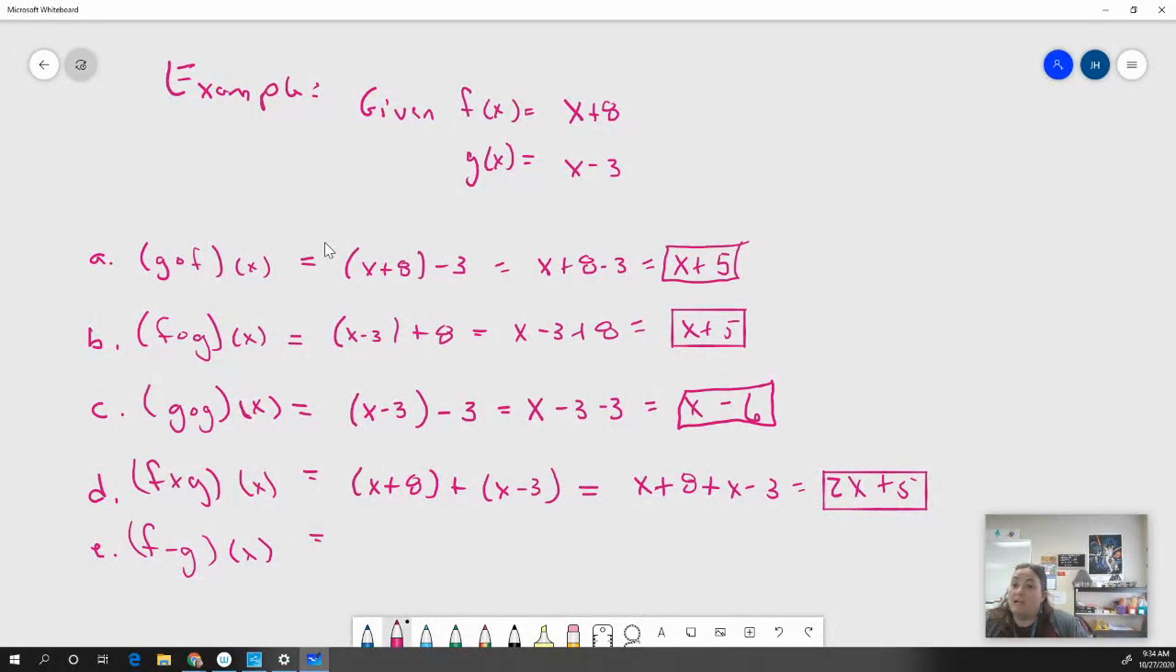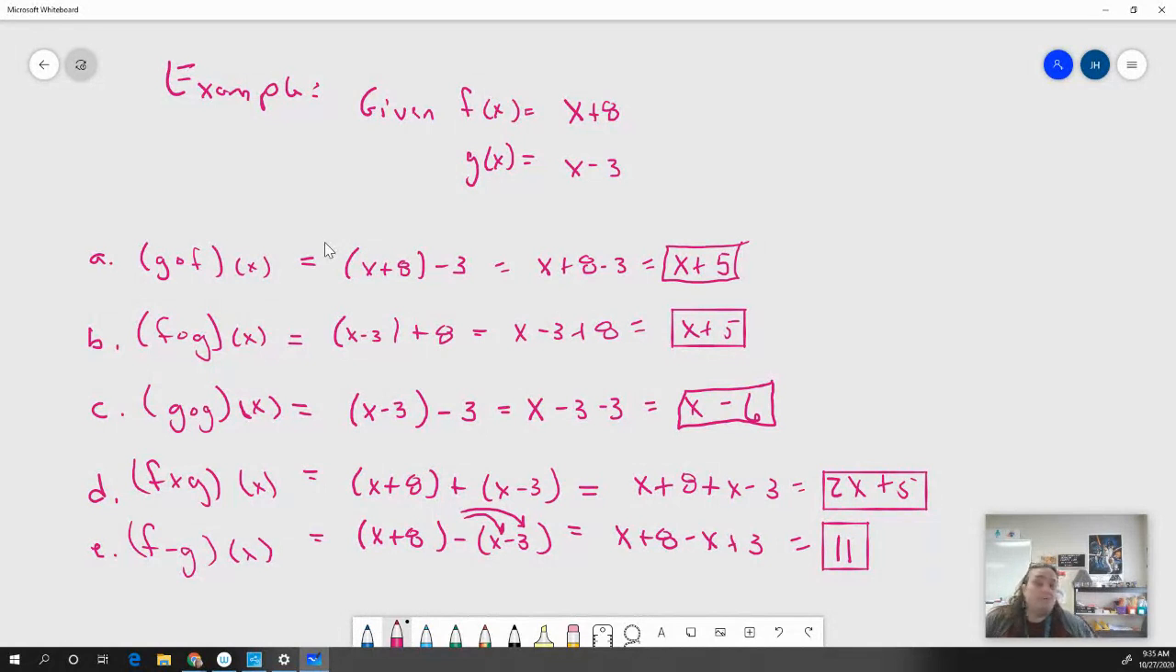Our last one I did was f minus g of x, right? Which means that we're going to have the same thing. We're going to have x plus 8 minus x minus 3, which means that my x plus 8 stays the same when I pull it out. But I have to distribute this negative in here, which is going to give me negative x. And then I have to distribute it here, which is going to give me plus 3. And I wind up with just 11. x minus x is 0. 8 plus 3 is 11.